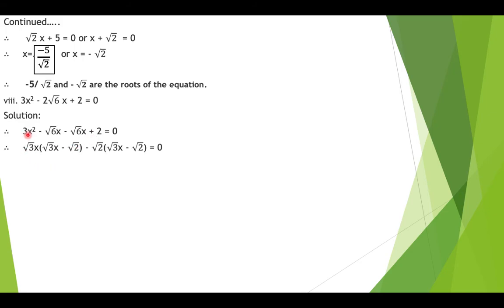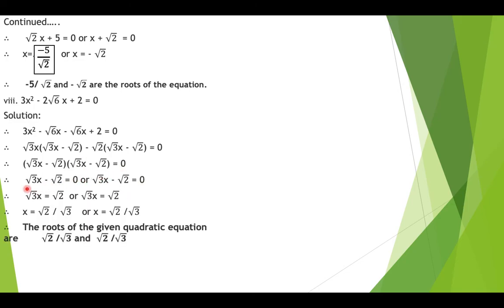So now we can split this 3 into root 3 into root 3. Remember that. So we can write over here root 3x into root 3x minus root 2, since root 6 is root 3 into root 2, minus root 2 into root 3x minus root 2 is equal to 0. So what we are going to get over here is the common root 3x minus root 2 and root 3x minus root 2.